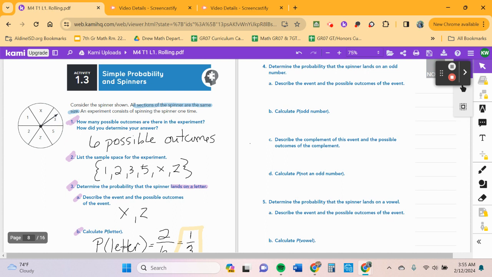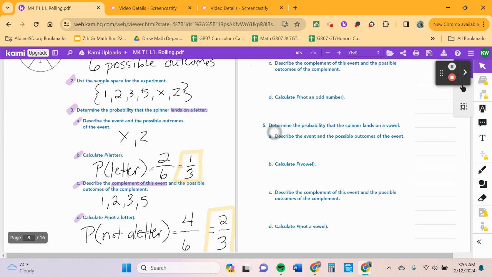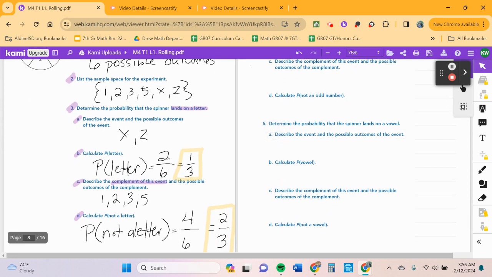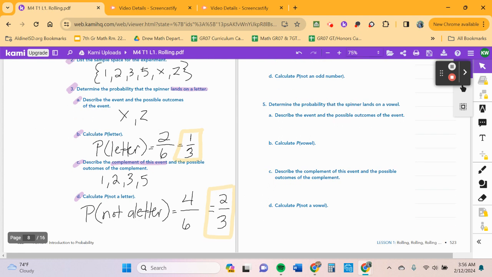Number three says determine the probability that the spinner lands on a letter. Well, in 3A, we described the event and the possible outcomes, which were X and Z. So X and Z are the two possible outcomes because they're the only two letters. And then we calculated P(letter) is equal to 2 out of 6, which simplifies to 1/3. And yes, you have to write it like that every time. P(letter). That shows probability. That's how we express probability.